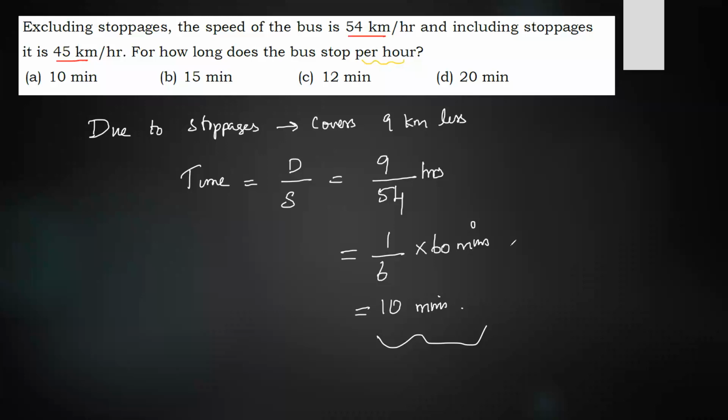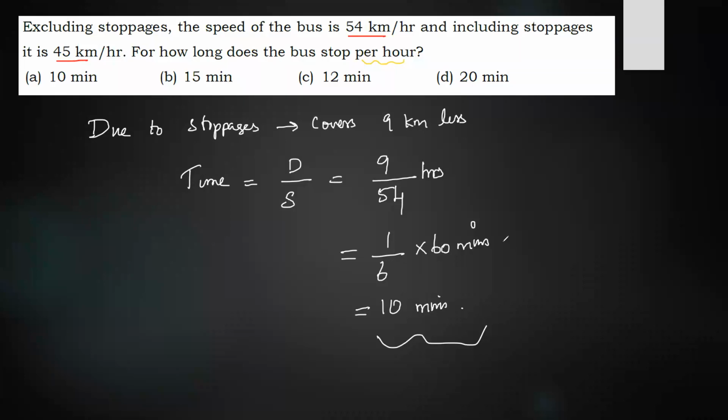Usually without stops, the bus goes 54 kilometers in 1 hour. But due to stoppages, we need to reduce the speed while approaching the stop, and again increase. That's why we are covering only 45 kilometers. So for 1 hour, we are 9 kilometers less out of 54. So 9 by 54 is nothing but 1 by 6. Converting into minutes, multiplying by 60, we get 10 minutes. Is it clear? Any doubt?